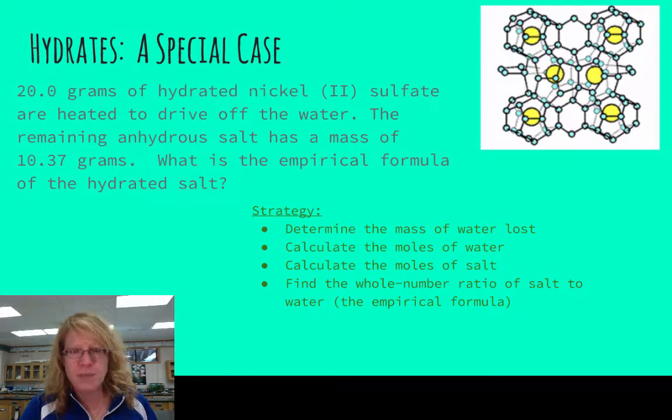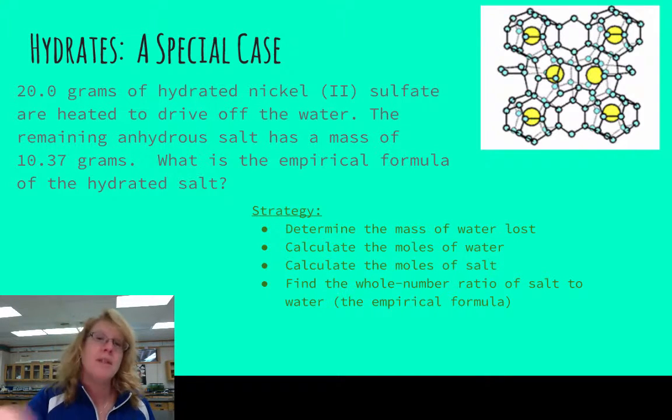So here's our strategy. This is a little bit easier than other empirical formulas. In this one, all I need to do is figure out the moles of water versus the moles of salt. So it's kind of a more macroscopic type of empirical formula. I don't need to know the mass of each element. I just need to know the mass of the two compounds that are present, water and then the dry salt.